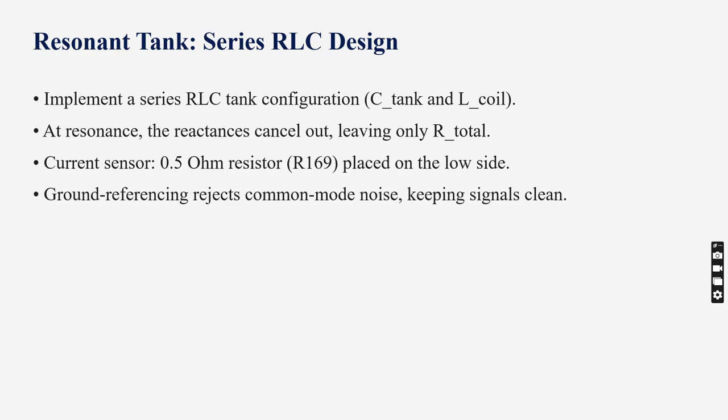To capture this current, we place a 0.5 ohm non-inductive current sense resistor on the low voltage side of the tank, connected to analog ground. This ground referred current to voltage conversion isolates our amplifier from the high voltage switching noise, bypassing a need for complex differential input amplifiers.